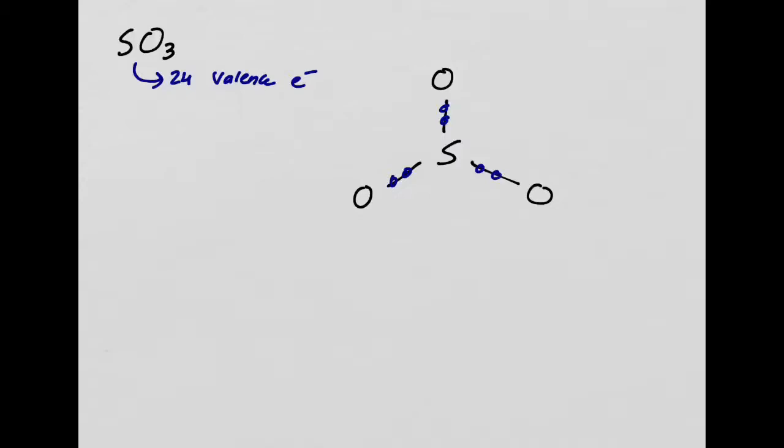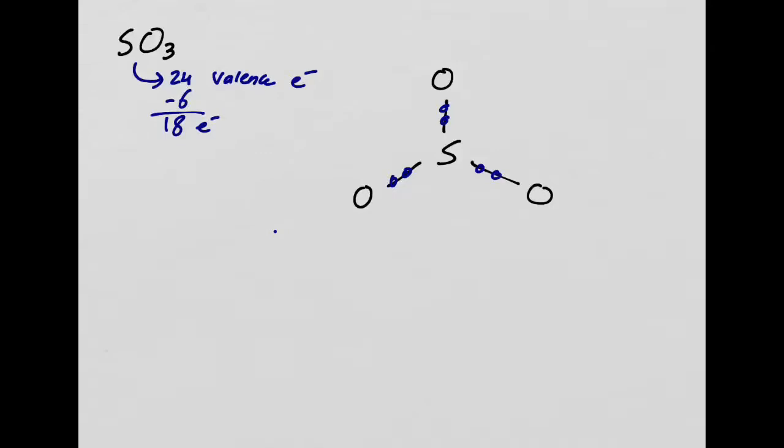Okay, so how many have I already put down? I've already put down 1, 2, 3, 4, 5, 6. Again, valence electrons are involved in bonding, so I have 24 electrons involved in this covalent bonding. Now I need to account for those. Each bond has 2 electrons, so I've already put down 6. 24 minus 6 is 18. Make sure you don't do math in your head on the exam. Use a calculator. So I have 18.